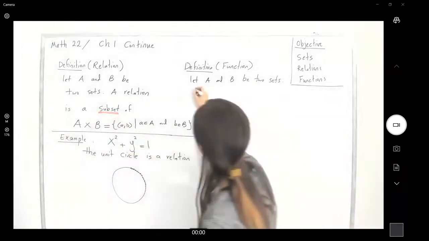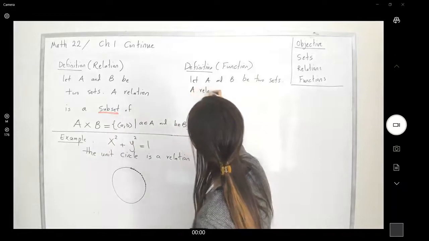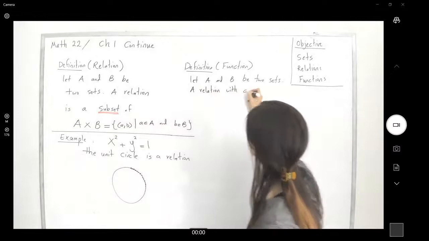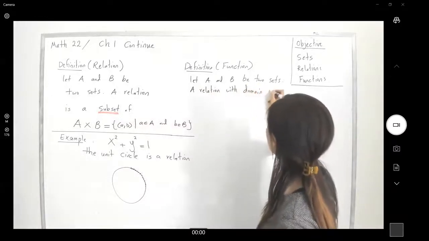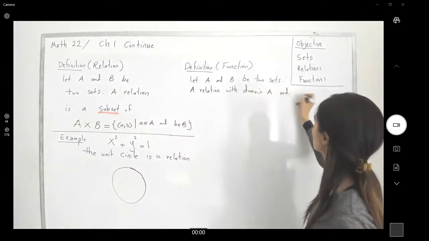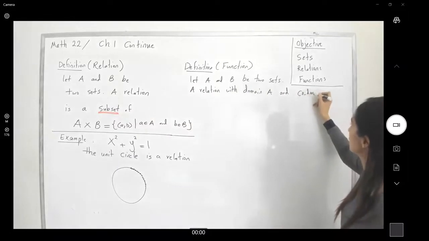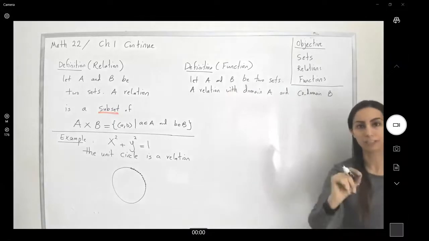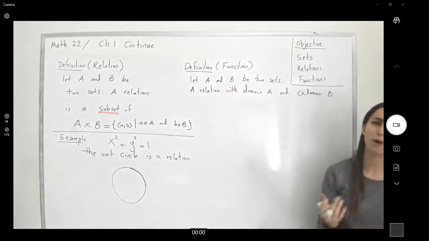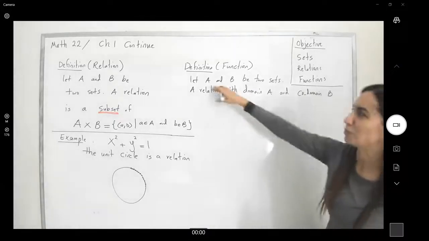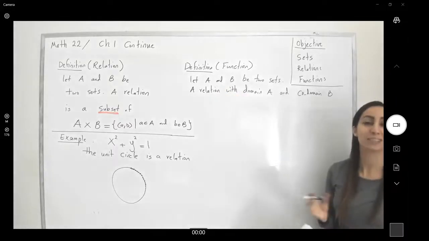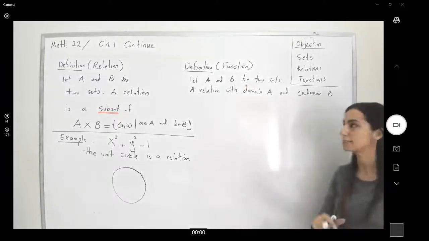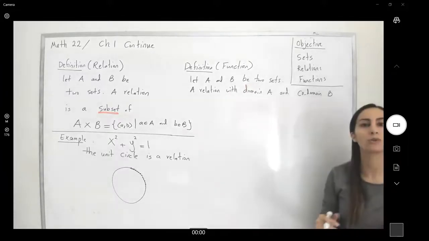Okay, the notation that I used here is a relation with domain A and codomain B. So you take your first set, and since you always start from the domain, let us call A the domain. And you end up or stop at the second set, we call it codomain.